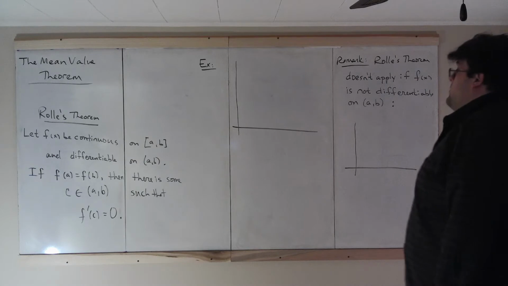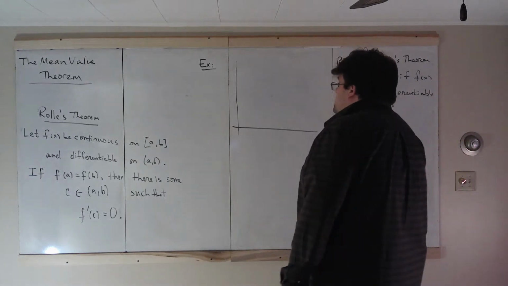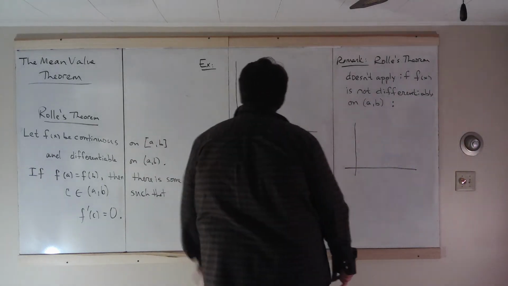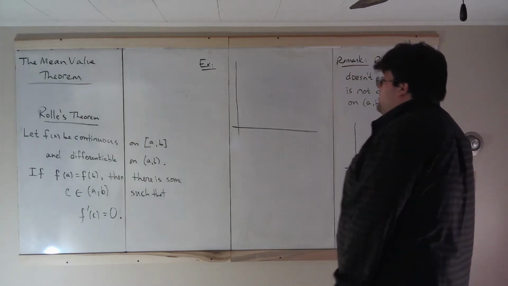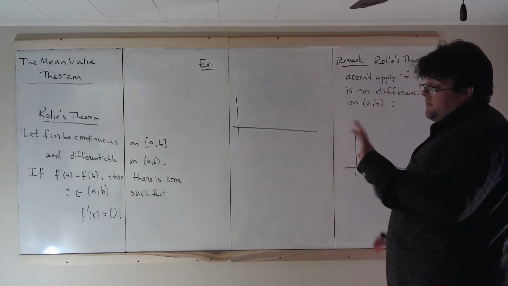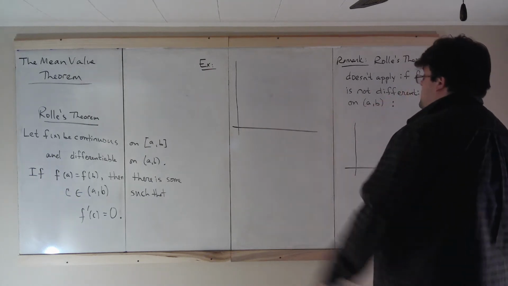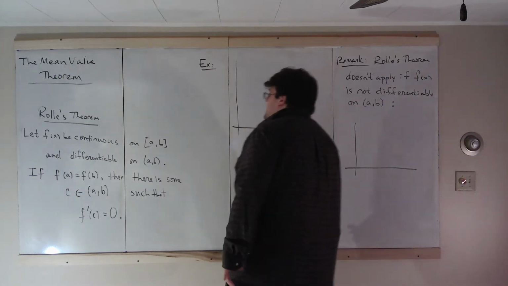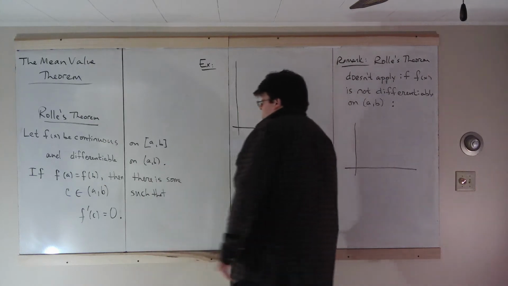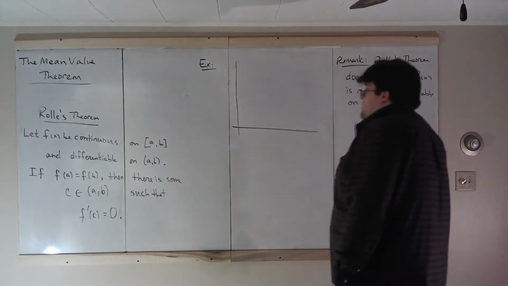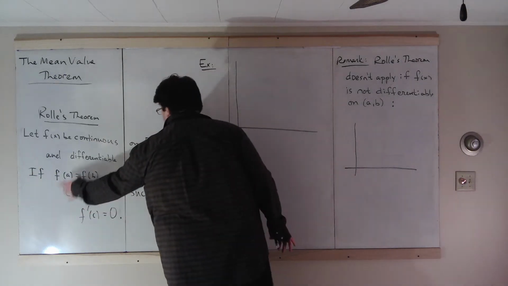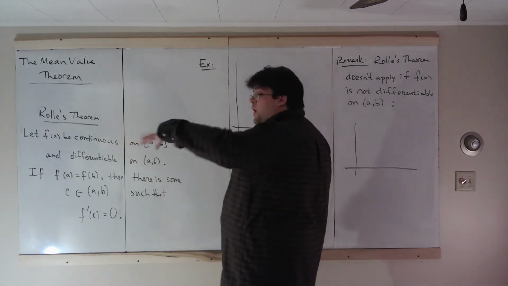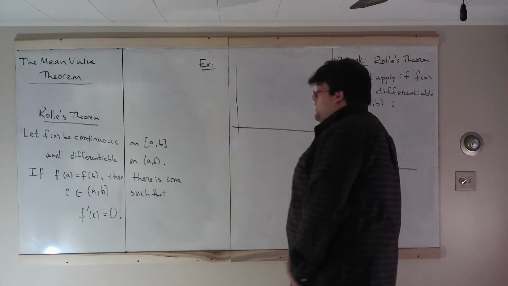Rolle's theorem. We have three assumptions. Let f of x be continuous on the closed interval a to b, and differentiable on the open interval a to b. It doesn't have to be differentiable on the boundary points. If f of a equals f of b, our third assumption. So we have continuous, differentiable, and the function is the same at both endpoints. So the y value is the same at both endpoints.